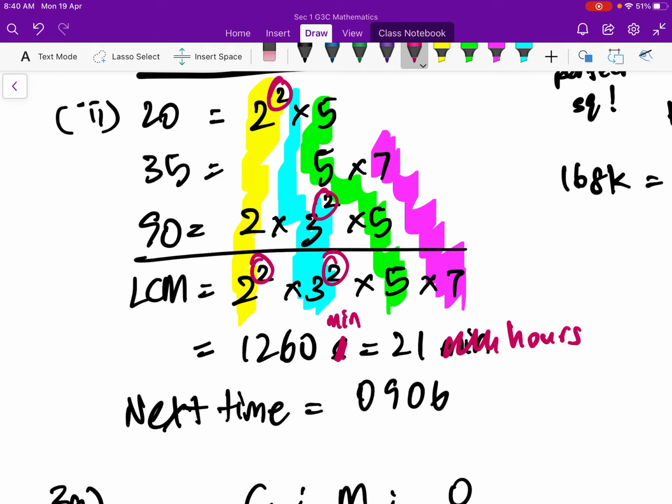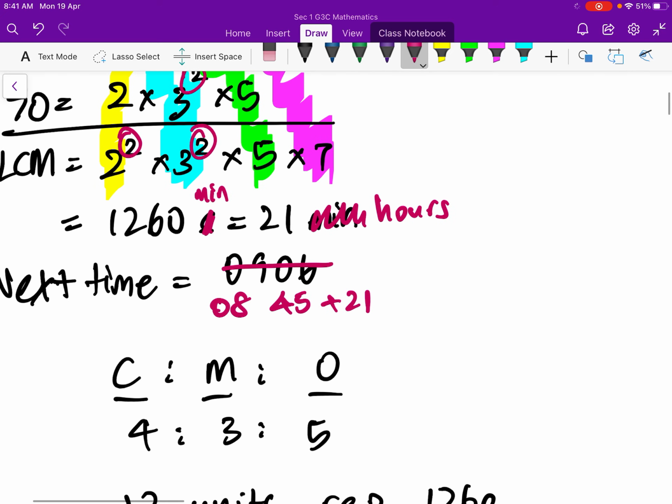Prime factor of 5, highest power is 1. Next, prime factor 7, highest power is 1 again. So we get 21 hours is the interval between all of them flashing at the same time. So if they had flashed together at 0845, the next flash will be 0845 plus 21 hours, and we get 29.